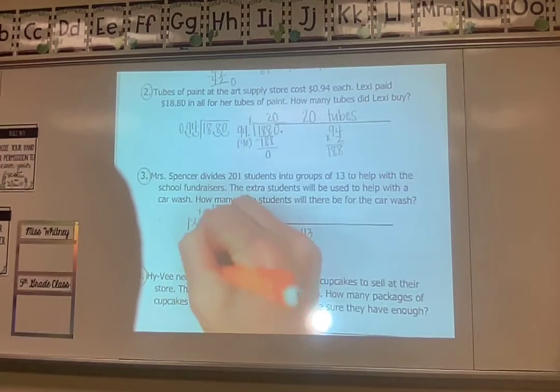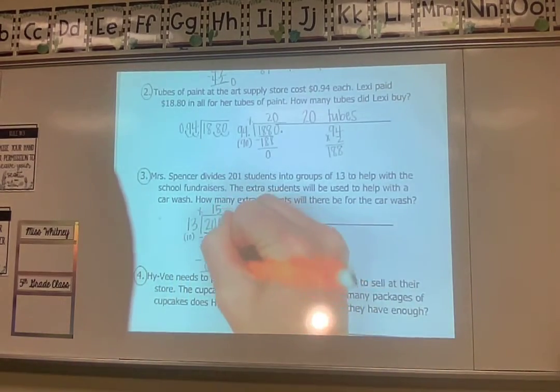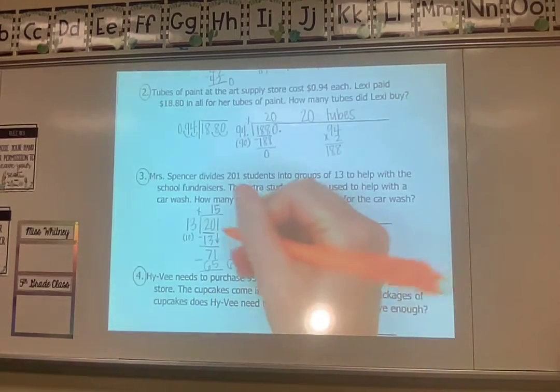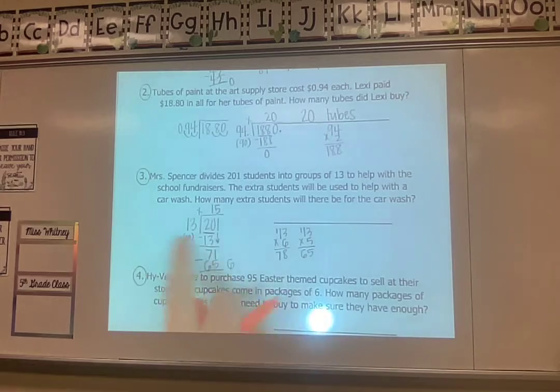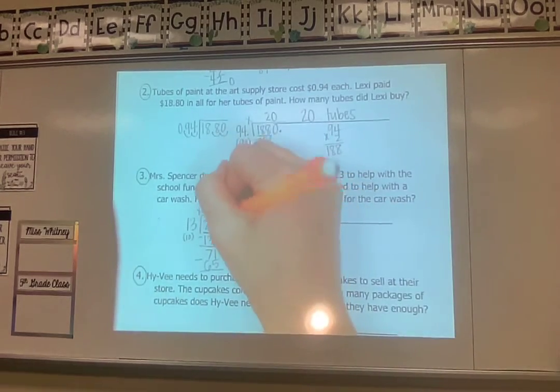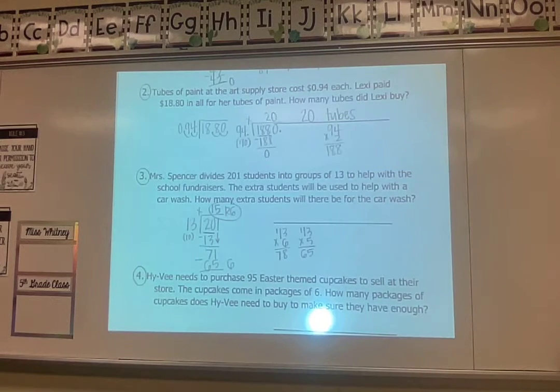So I'm going to subtract 65. 71 minus 65 is going to give me a 6. I don't have anything else to bring down, but it's okay that I have a remainder because there were no decimals here. So remainder 6. 15 remainder 6. But I'm going to read my question carefully.